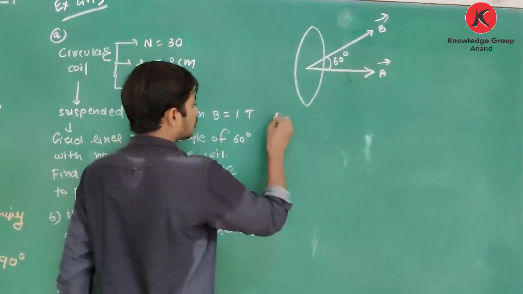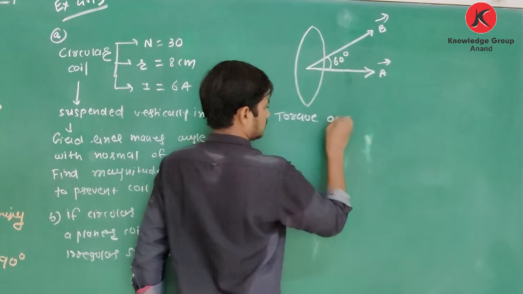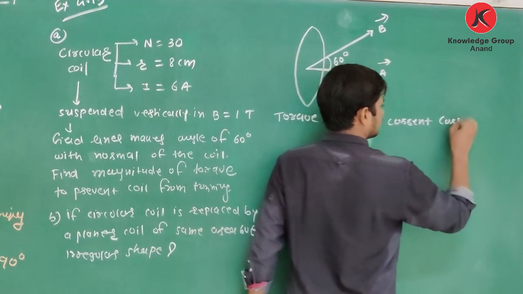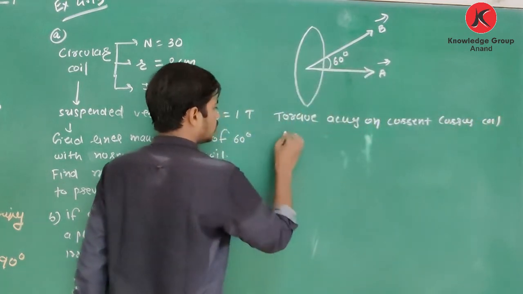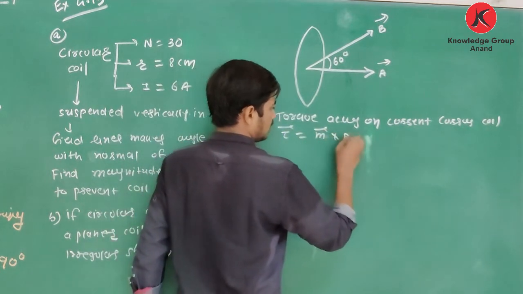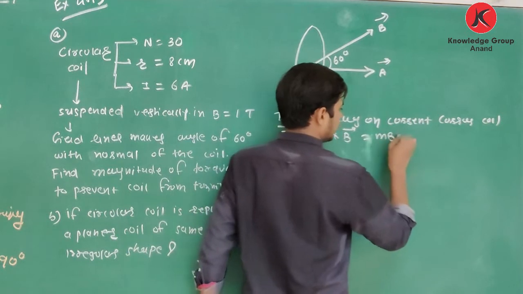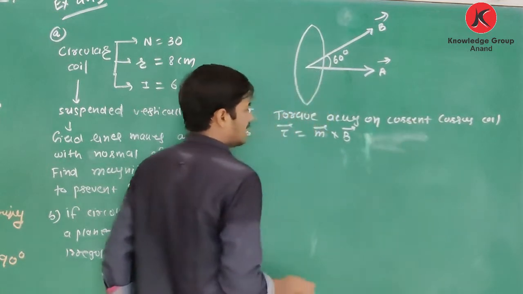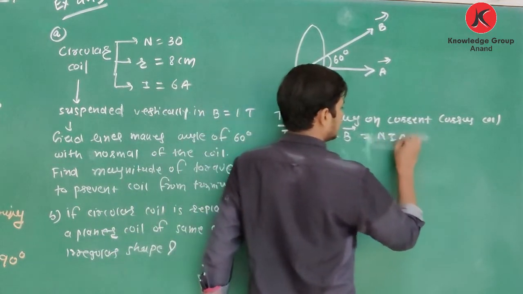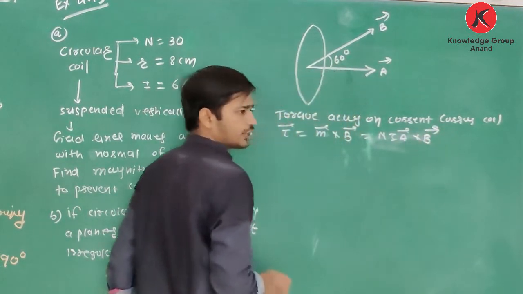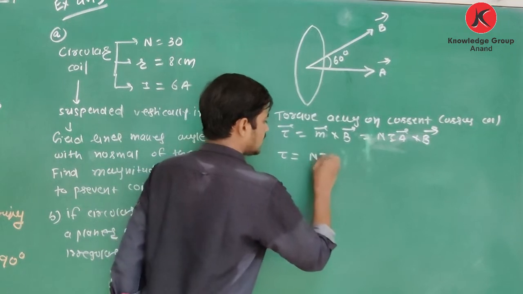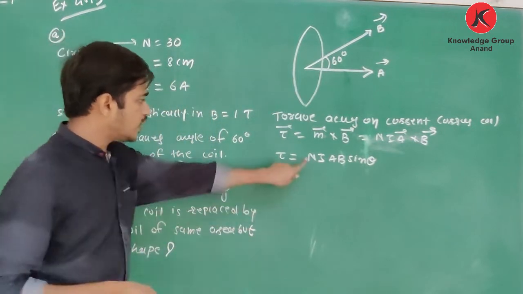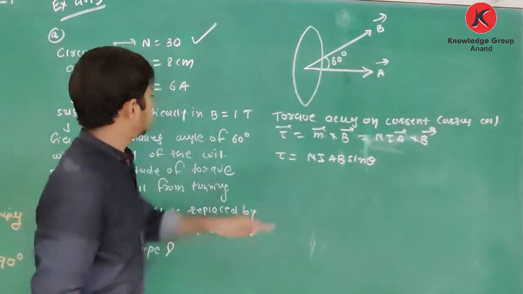Yes, you know the equation of torque. Torque acting on a current carrying coil, tau is equal to M cross B is equal to MB sin theta. Yes, tau is equal to M cross B, or I can write MIA cross B. Now its magnitude, tau is equal to NIAB sin theta. You are given the value of N. Yes. You are given the value of I.